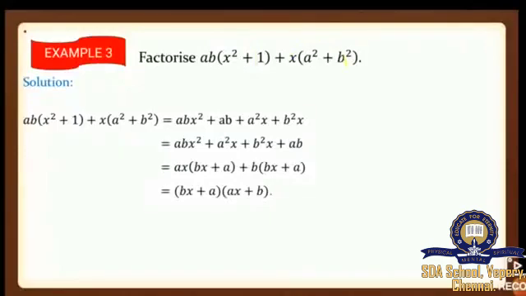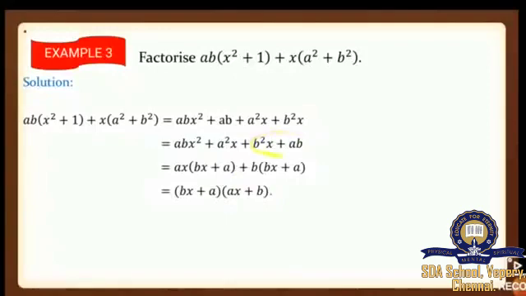If you multiply in such a way, you will get ab x square plus ab plus a square x plus b square x. Now think of grouping it. From the first and the second term, you can take ax commonly outside. So I am grouping the first and the second term. Similarly, I am grouping the third and the fourth term. If I group in such a way, then from the first two terms I can take ax commonly outside. So the leftover terms will be bx plus a.